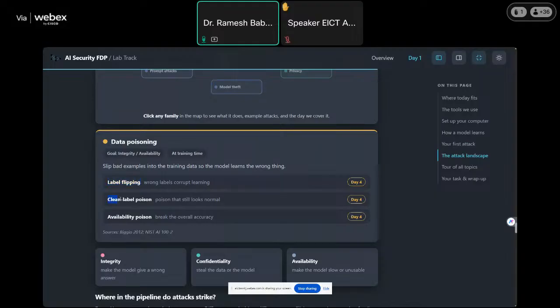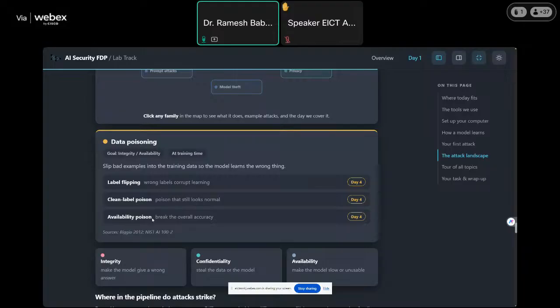Next, we have clean label poison. You are not going to flip the labels, but you introduce a small change in the input features of your image. So basically it is poison that still looks normal. The label is not changed, and the input is also not very much changed when you look at the image naturally, but it has some features which have a malicious component in them. Then there's availability poison, whose main motto is to break the overall accuracy of your model.